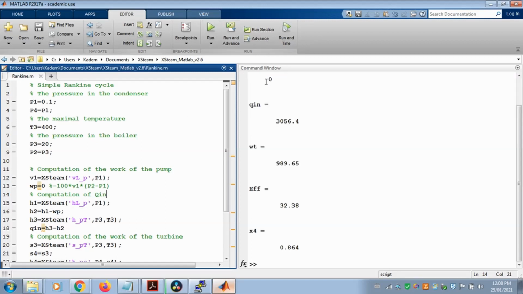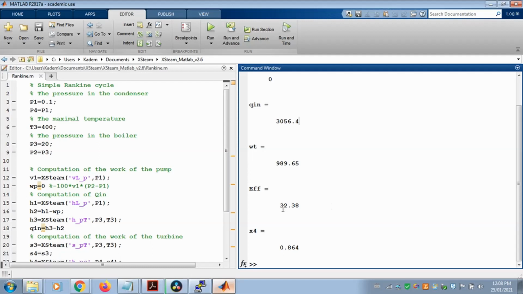And here the work of the pump is 0, and you see that our thermal efficiency is 32.38%, while if you consider the work of the pump, it will be 32.32. So this is definitely negligible. So in the future, we will always neglect the work of the pump compared to the work of the turbine in a Rankine cycle.